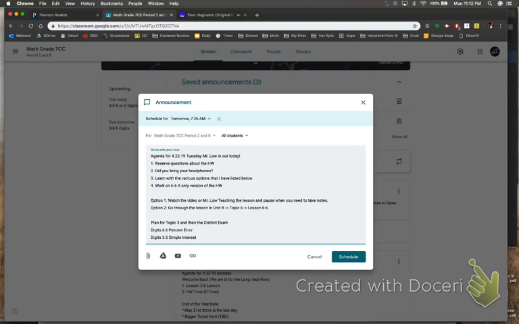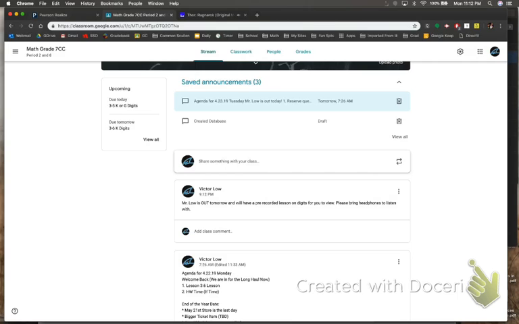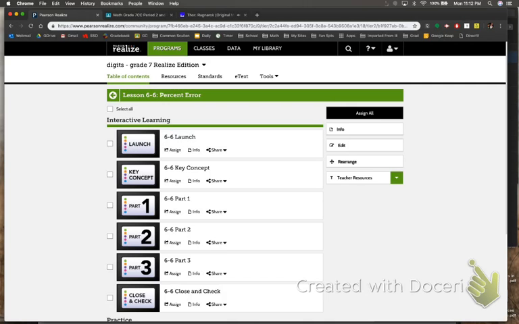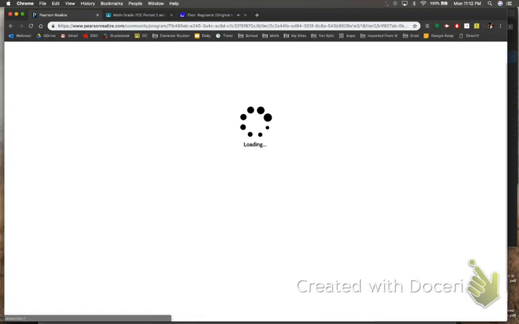Today's lesson is on percent error, which is 6.6. If you haven't gotten there already, or you want to follow along, go ahead and just understand that it's going to be in Unit B, 6.6-6. And this is what it looks like right here. But I want to encourage you guys to hit pause at any time.